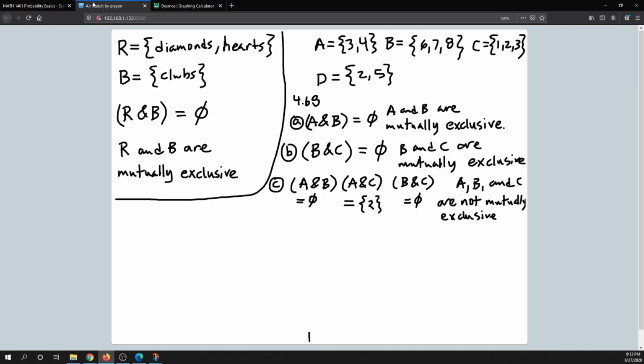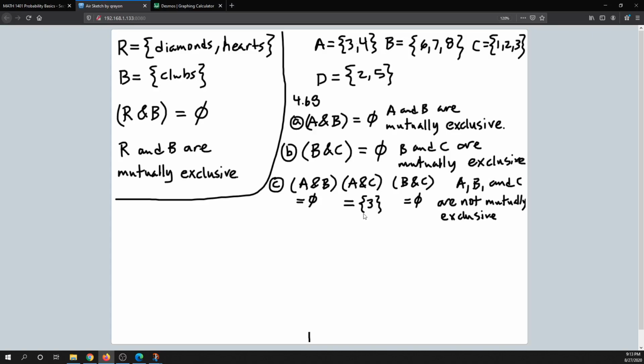Okay, so that's not going to affect A and B. They're still mutually exclusive. A and B still have nothing in common. And B and C, they don't have anything in common. The only effect that it had was that what A and C have in common is not 2 but 3. So it didn't really affect anything.